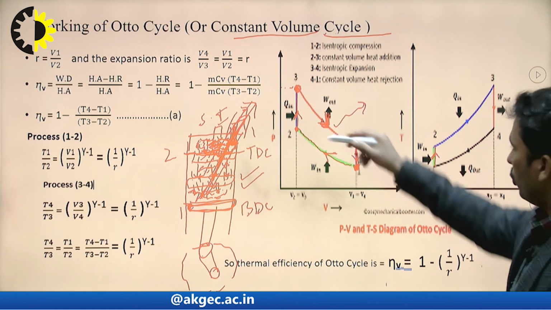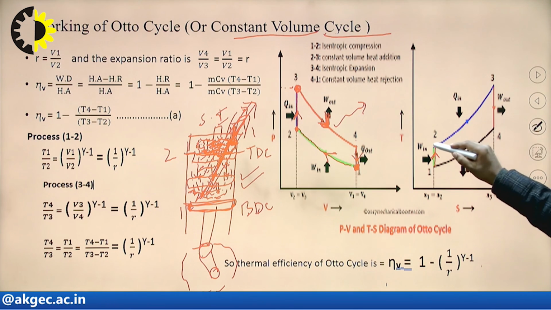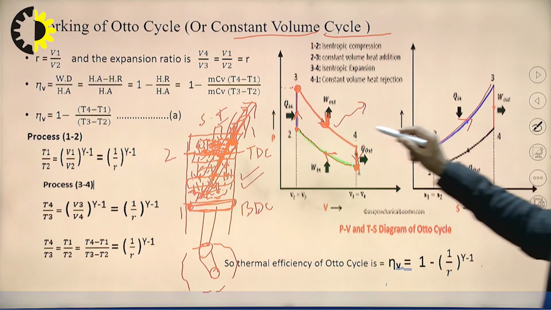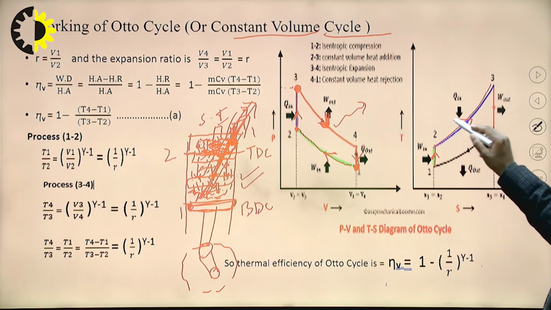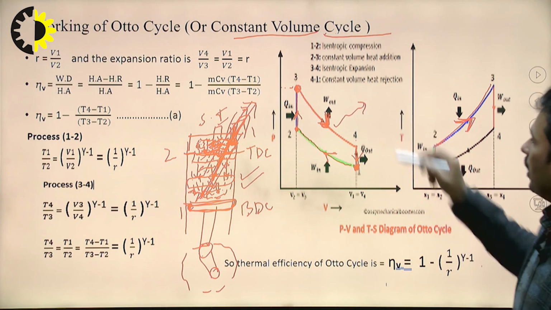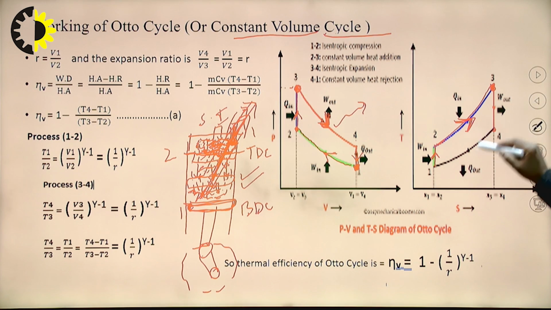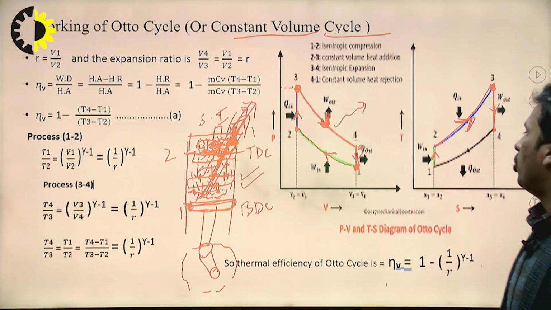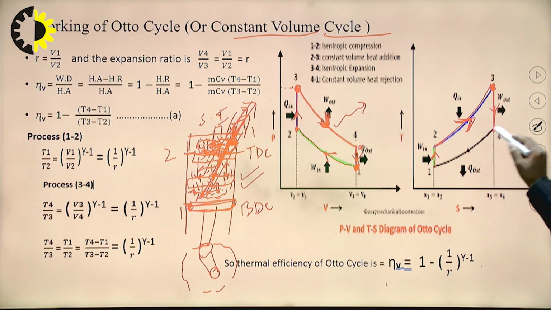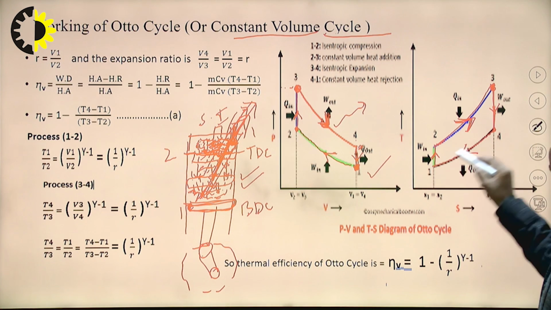Process 2 to 3 is the constant volume heat addition process, and we know that in the T-S diagram, a constant volume process is like this. So, due to heat addition, pressure and temperature increase. So, the direction of the process will be from 2 to 3, and process 3 to 4 is the isentropic expansion process. So, it will be the isentropic expansion process, and process 4 to 1 is the constant volume heat rejection process. And we know that a constant volume process on the T-S diagram is like this. So, heat is rejected, so the temperature decreases, so the direction will be like this.